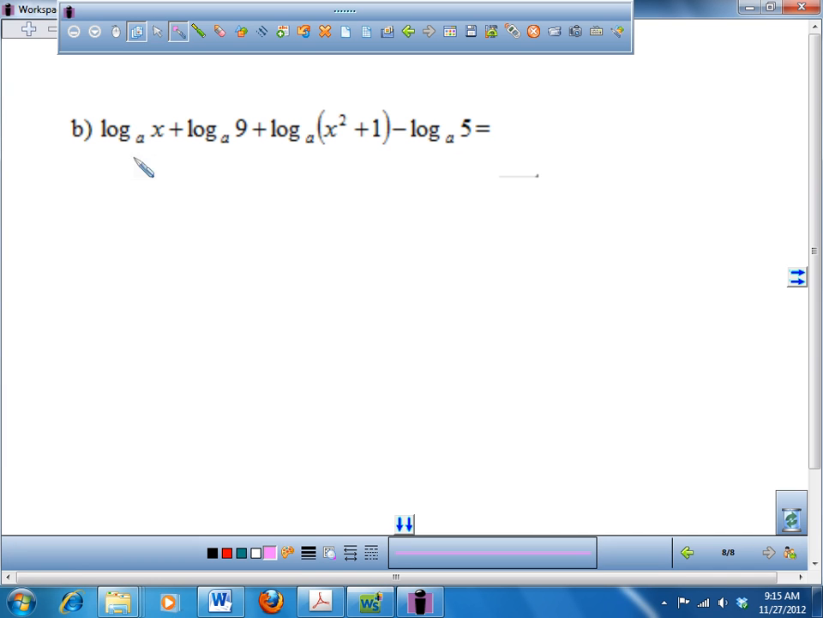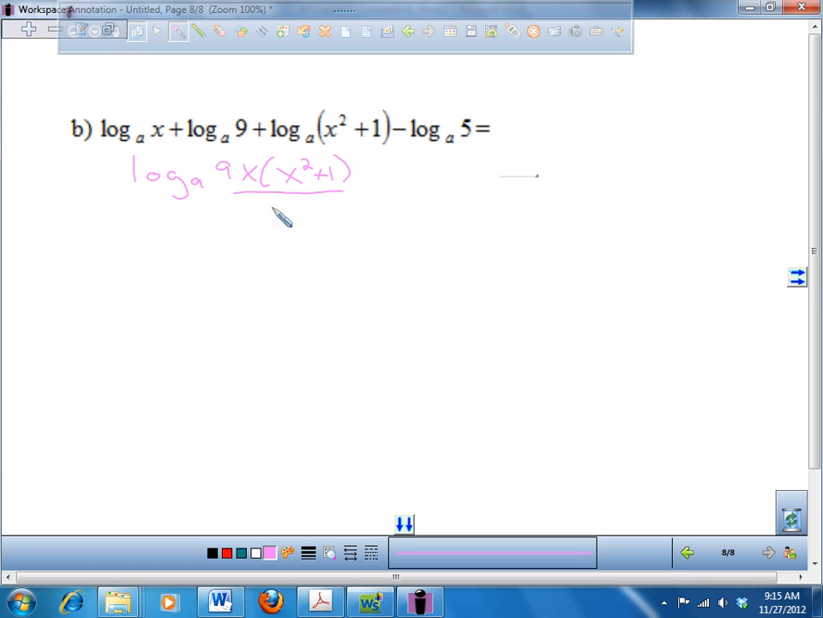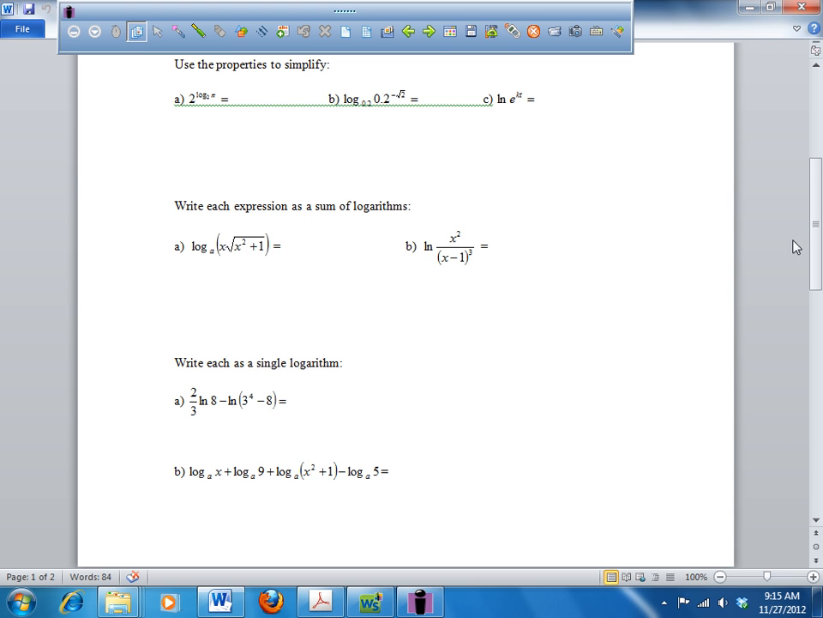So this you can write as log base a of 9x times x squared plus 1 over 5. That's it. Did you follow what I did? This and this are plus, right? So you can write that as a product. This is plus again, so you could write that as a product. And this again is minus, so you could write that as a quotient, right? So that's how you can rewrite that. And then you just leave it like that. You don't need to multiply it out unless you want to. Okay?